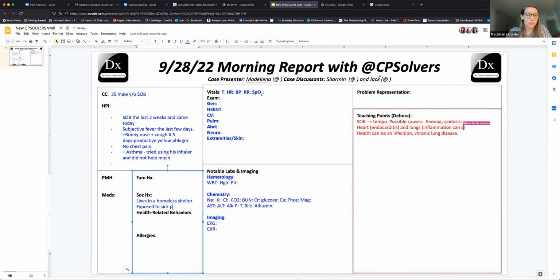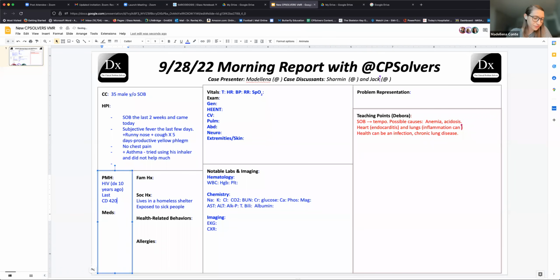In terms of the past medical history, he has a history of HIV infection, which was diagnosed about 10 years ago. It's well controlled. His last viral load was undetectable, and his CD4 count is 420. He takes Biktarvy for that.